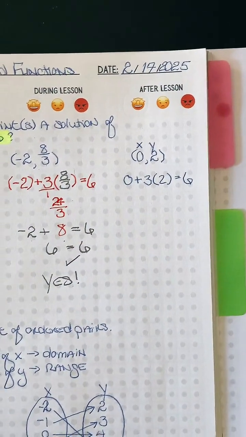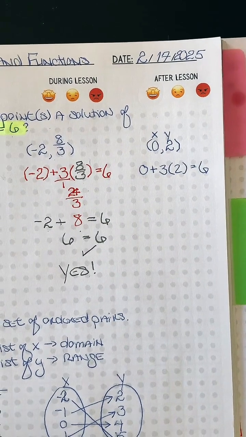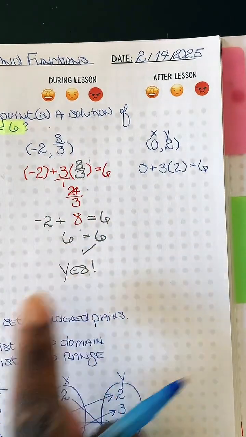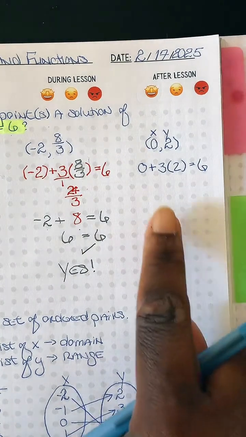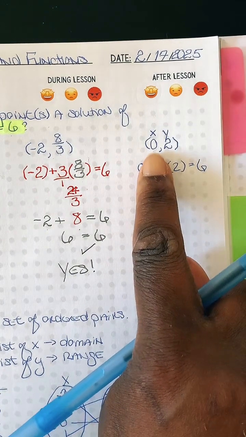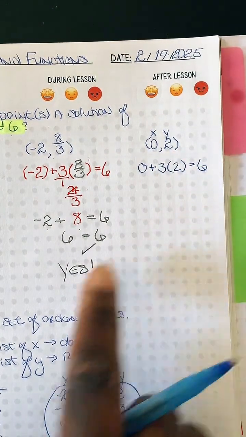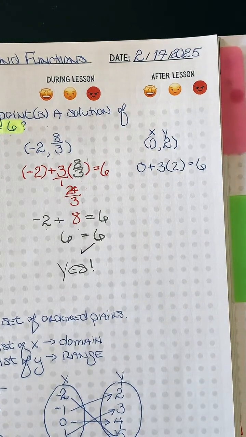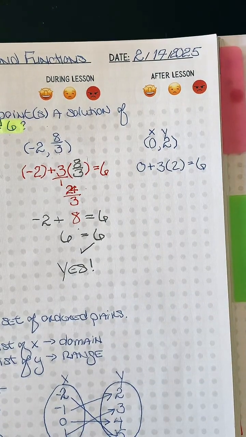Okay, so based on what we did with the first one, after we substitute and solve, how many of you guys think that the point (0, 2) is going to be a solution to that equation, to that line? You can put yes or you can put a thumbs up. Either way it will work.